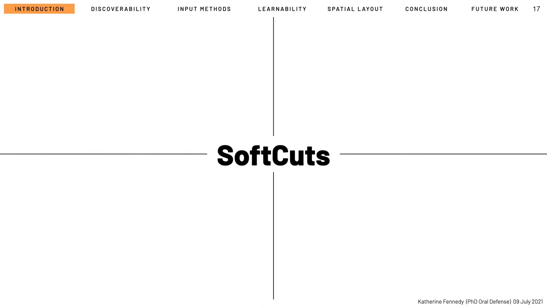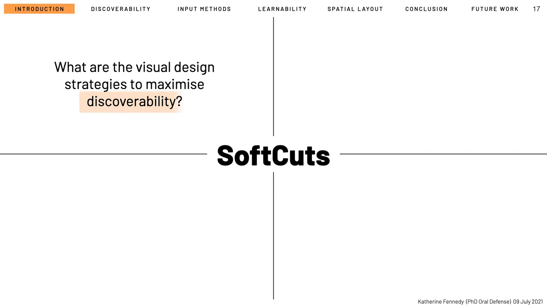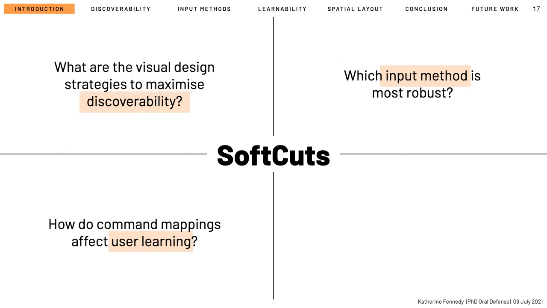Next is where things get more interesting. We ask ourselves the following questions. As a new mechanism, users would not know that SoftCuts exists. How should we design the interface such that it is easy for users to discover SoftCuts? Beyond discovering it, there are many ways to support selections, which one of them is most robust for SoftCuts? We were also curious about how much novices could tap on prior knowledge and how much experts could retain the knowledge.